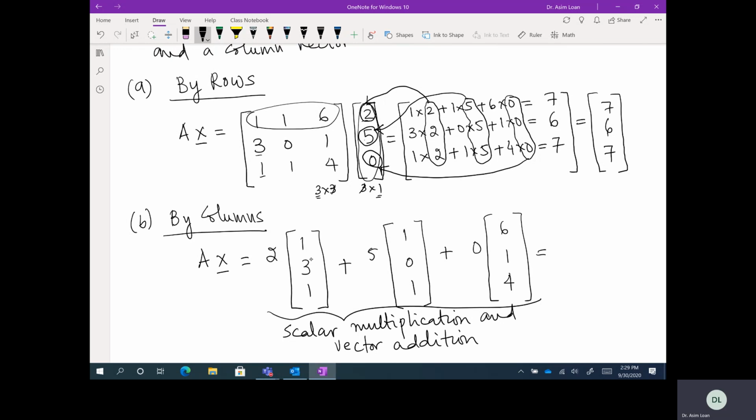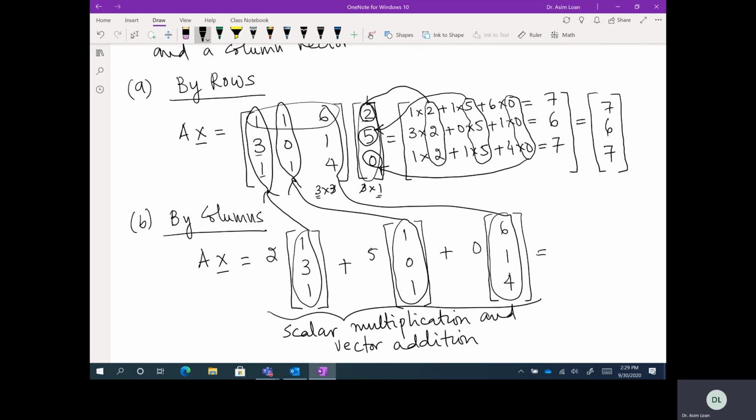Which means, so what is (1, 3, 1)? It is actually the first column here. What is (1, 0, 1)? It is this column over here. And what is (6, 1, 4)? It is this column over here. So 2 into 1 is 2, plus 5 into 1 is 5, and there's no contribution because of this 0. So 2 plus 5 is 7. 2 into 3 is 6, plus 0 is 6. 2 plus 5 is 7, which is exactly the same as this one, right?